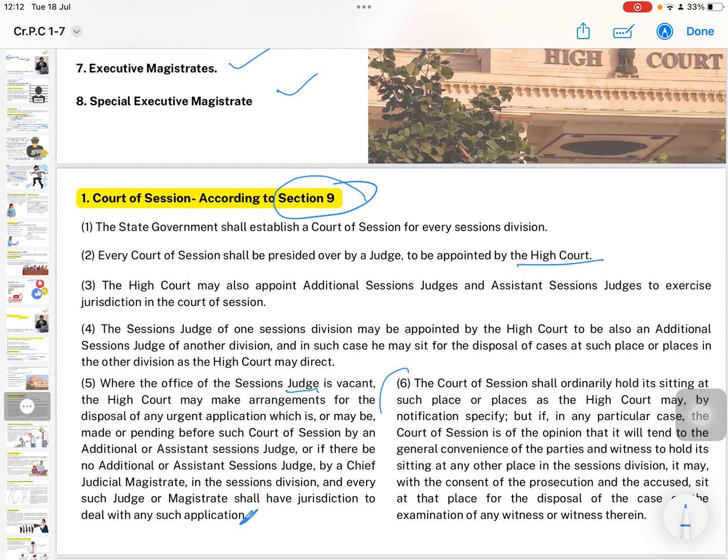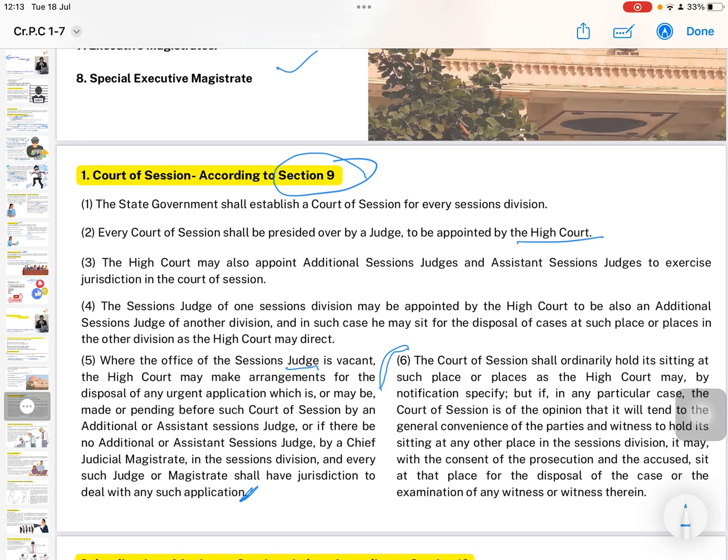Point 6. The court of session shall ordinarily hold its sitting at such place or places as the High Court may, by notification, specify. But if, in any particular case, the Court of Session is of the opinion that it will tend to the general convenience of the parties and witnesses to hold its sitting at any other place in the session division, it may, with the consent of the prosecution and the accused, sit at that place for the disposal of the case or the examination of any witness or witnesses therein.